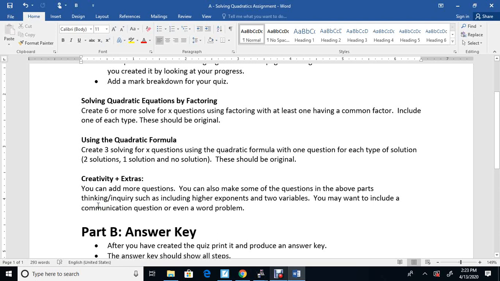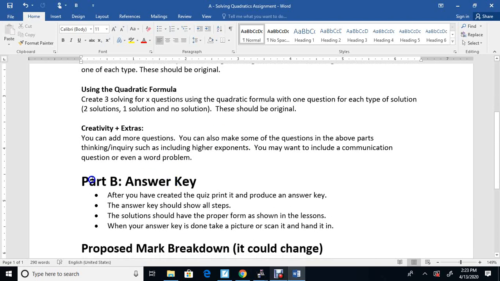And finally, I need some creativity and some extras. I want to see who here really wants to get a good mark and wants to do more than what's required here. You can add more questions. You can also make some of the questions in the above parts thinking and inquiry, such as including higher exponents. I'll get rid of the 2 variables, which is a little bit tricky. You may want to include a communication question or even a word problem.